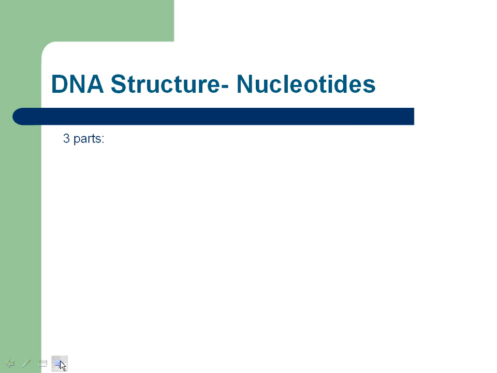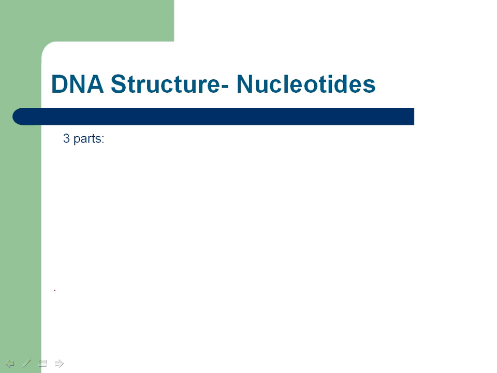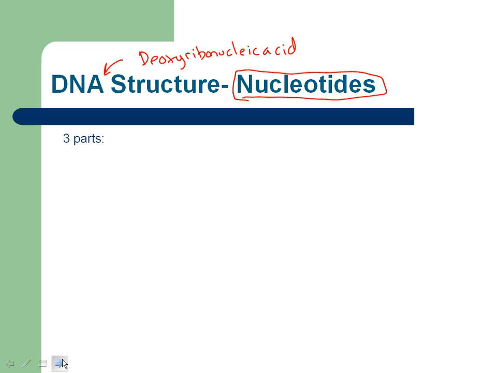So there's three parts to a nucleotide. Before we talk about what the three parts are, let's talk about what a nucleotide is. All it is, it's the building block of the DNA. This is what makes up all of the deoxyribonucleic acid. So that's what DNA stands for. So let's look at these parts.